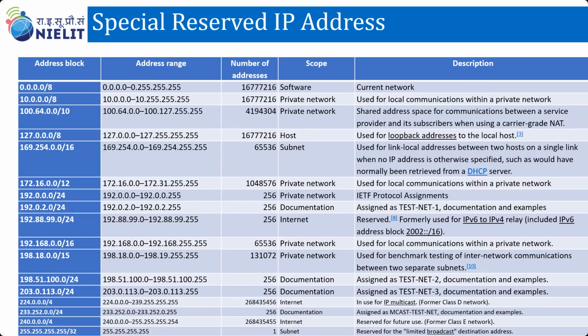So these are the special series of reserved IP addresses, and in addition to that, any IP address starting with 224 is used for multicasting. 233.252.0.0 is again used for documentation. 240 is reserved for IANA's internal use. It is a class E IP address. So these are the special reserved IP addresses.